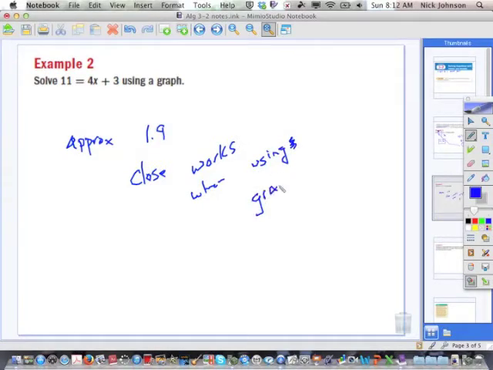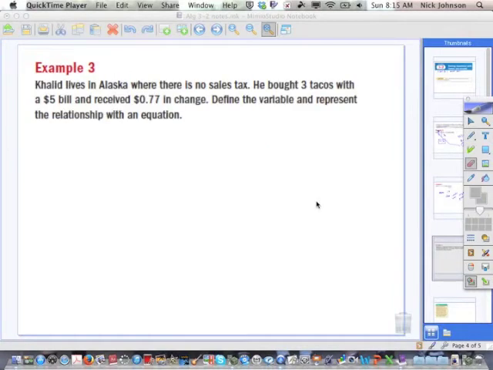Now, Mr. Johnson loves using tables. Okay? I don't know, probably because I just love exact answers, okay? But if you like using the graph, please go ahead and use it, okay? What I found out a lot of times is I always had to change that window a lot.